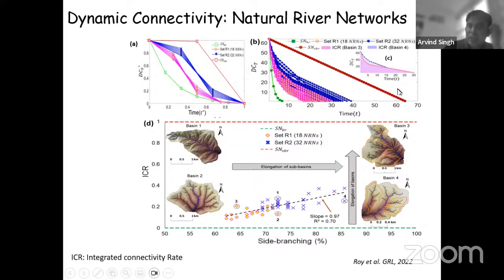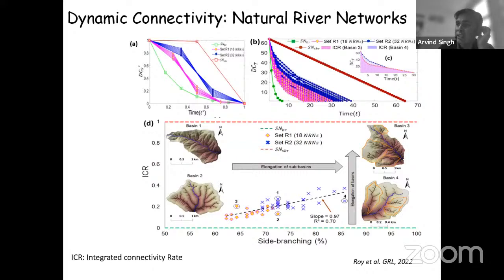To further explore the differences between DCT, or the evolution of the number of clusters as a function of time, we take the DCT curve as a function of time and integrate the area, and we refer to that as the integrated connectivity rate. It tells us how the channel networks are connected as you are propagating fluxes from upstream to downstream.